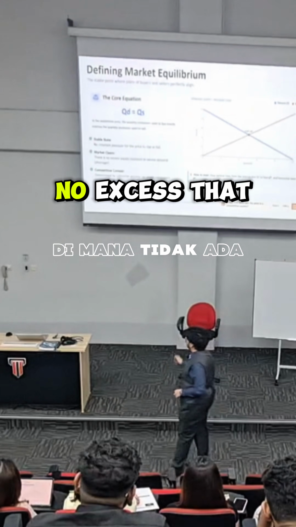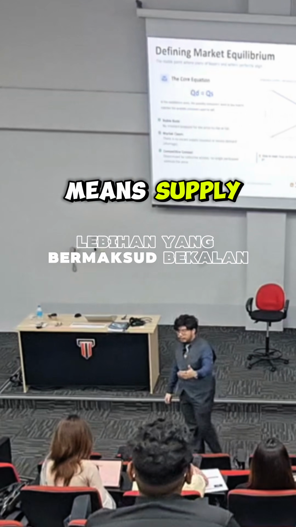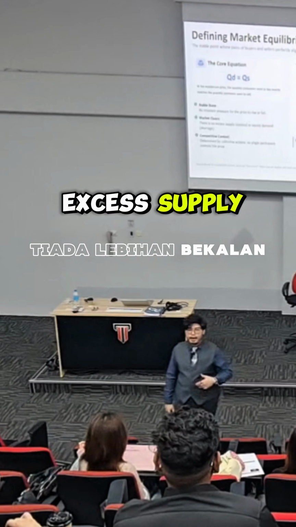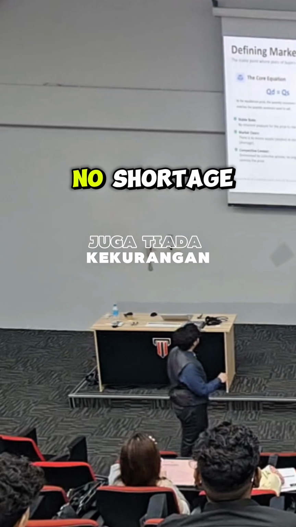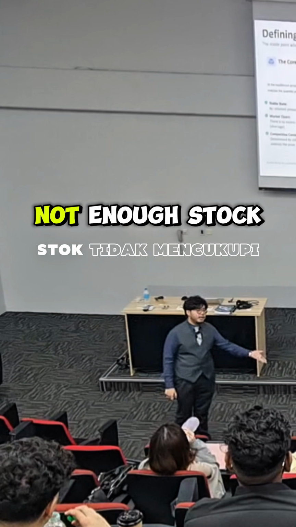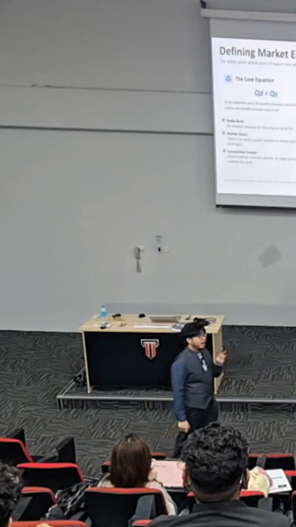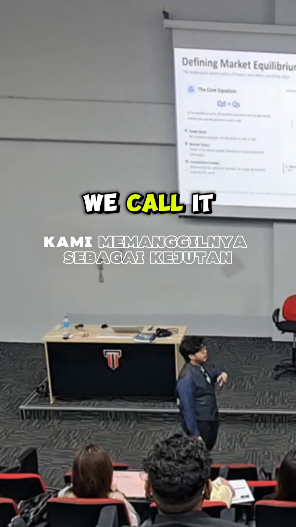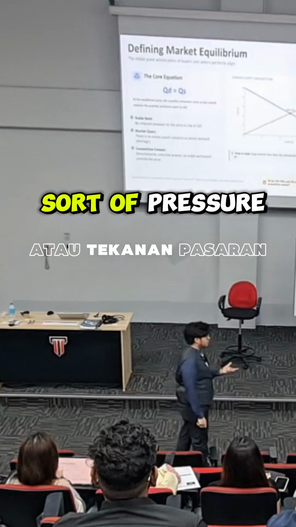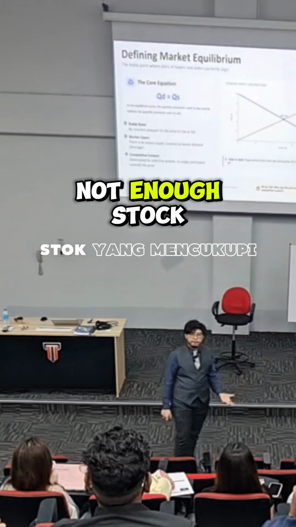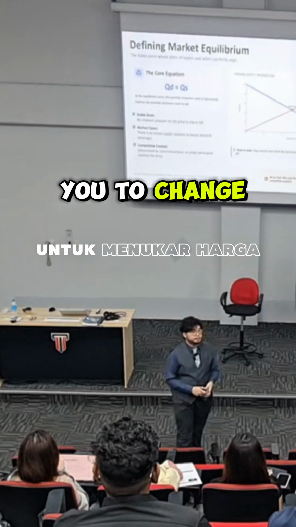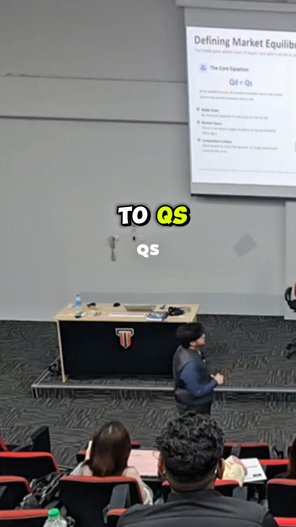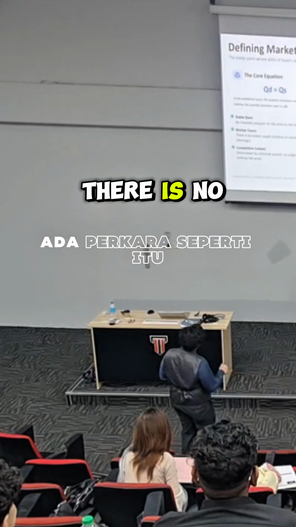where there is no excess supply, there is no extra stock, and there is also no shortage, there is no not enough stock, because that is considered what we call a market shock or a market pressure. When you have not enough stock or too little stock, it will force you to change the price. At QD equals QS, we understand that there is no such thing.